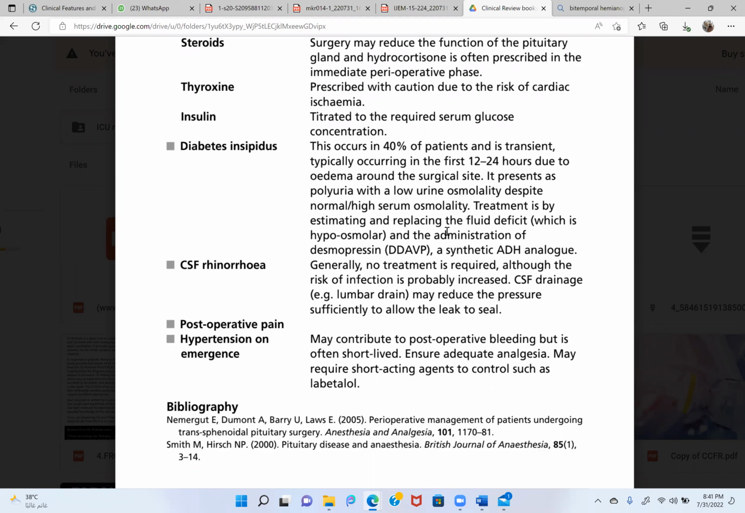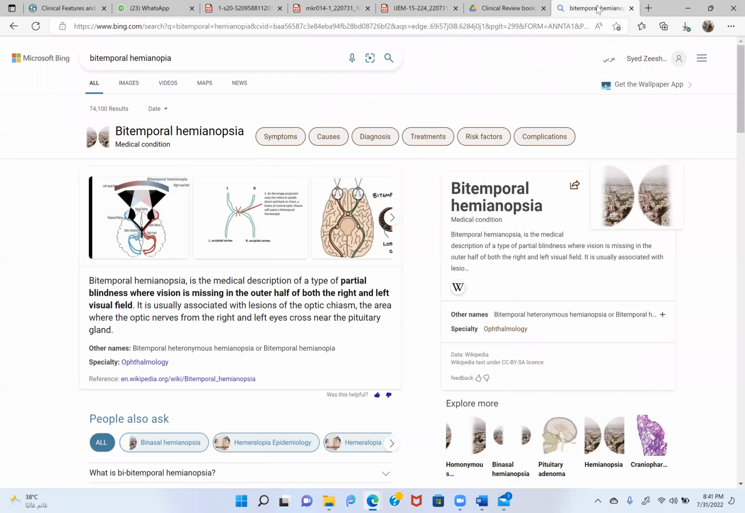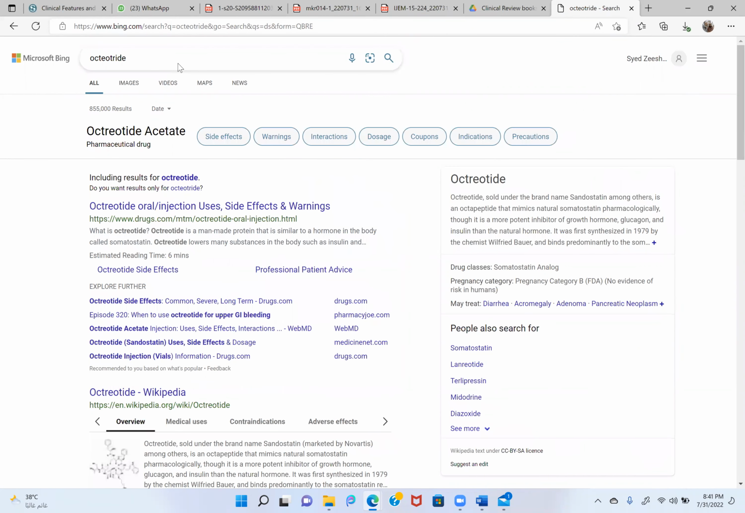Octreotide is, if I'm not wrong, a vasopressin-like medication. Sir, octreotide is a somatostatin-like medication. It is for carcinoid syndrome. But sir, for a large pituitary tumor, why is it somatostatin? We can give somatostatin or octreotide, they are the same thing, sir.